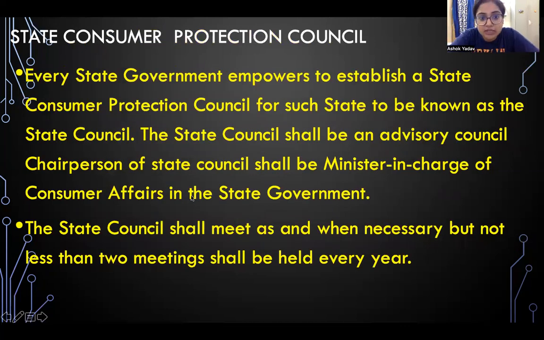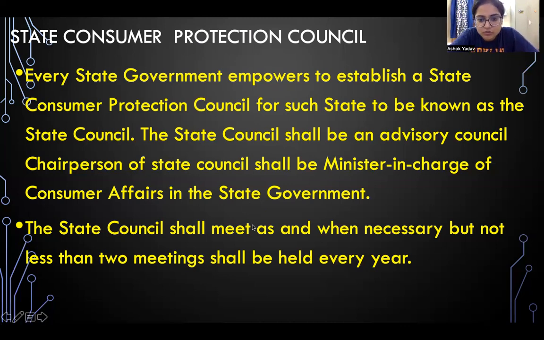Now let's come to the State Consumer Protection Council. Every state has one, established by the state government. The Central Consumer Protection Council was established by the central government; similarly, the State Consumer Protection Council is established by the state government. The State Council shall be an advisory council. The chairperson of the State Council shall be the minister in charge of consumer affairs in the state government. It is just like that, but here everything will be with respect to the state government, right?